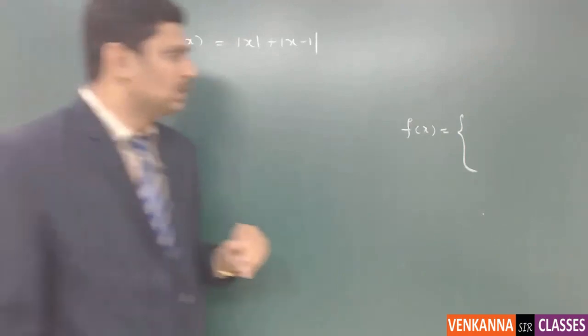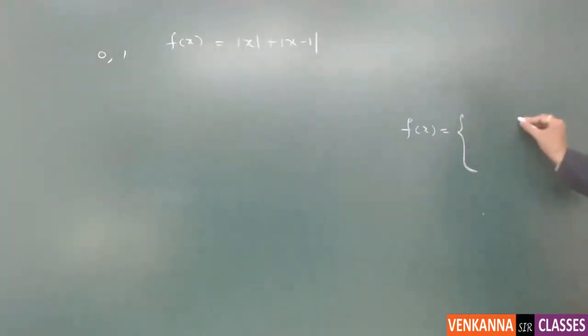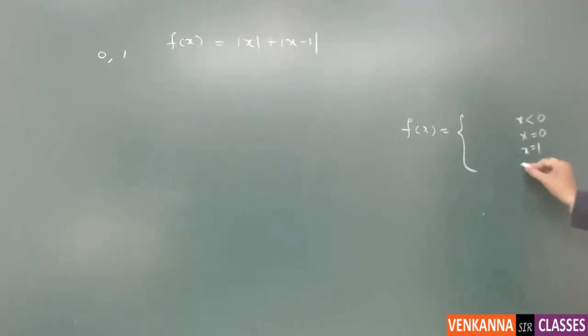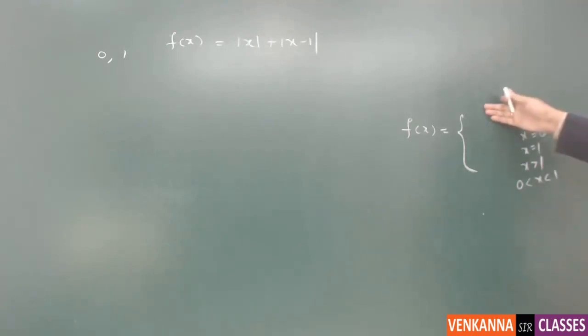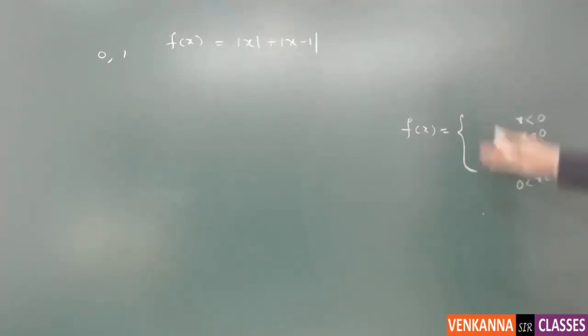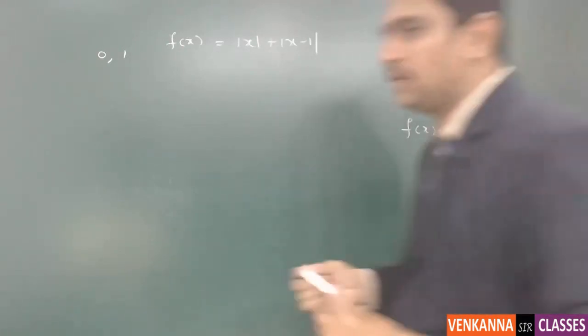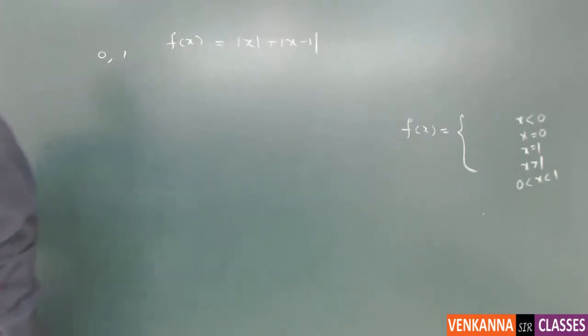So what we are doing is calculating what f of x will be when x is less than 0, x equal to 0, x equal to 1, x is greater than 1, and x lying between 0 and 1. If you bifurcate the function values in this manner, then it is convenient for you to calculate the limit portion, hence you can verify the continuity of the function. Fine. Is that clear to all?